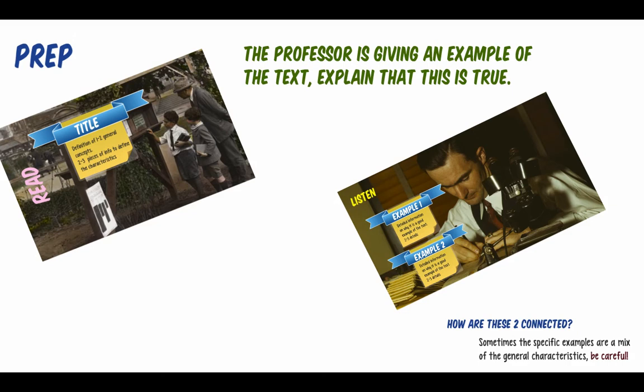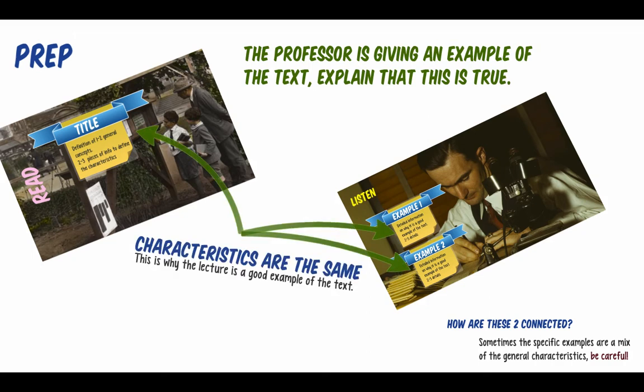And it's important to know that sometimes the examples will have a bit of a mix of the general characteristics. So example 1 will have some of the characteristics but not all. Maybe example 2 will have all the characteristics or only one of the characteristics. This is another part that can be a little bit complicated. And the most important thing in the end is to identify that the characteristics in the end are the same. So the professor's characteristics directly correlate with and are exactly the same as the characteristics given in the text.